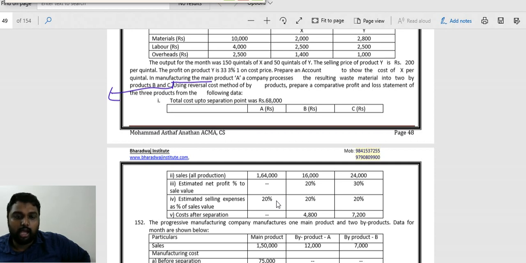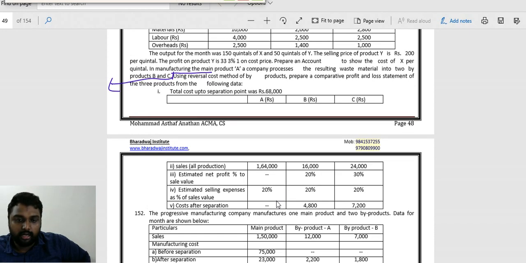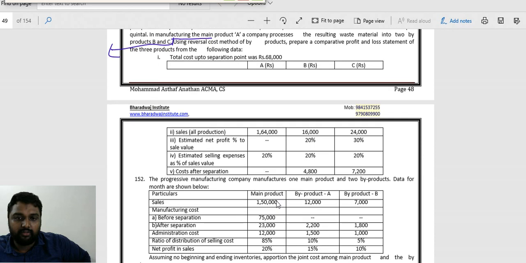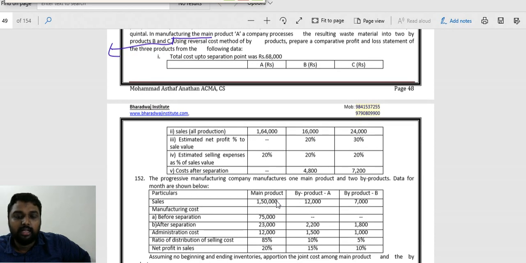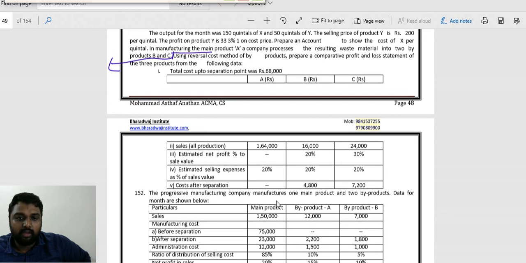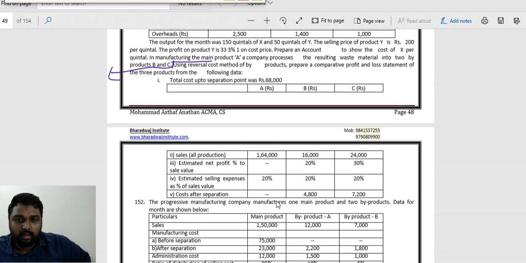Total cost up to separation, which is 68,000. So if you take the details, A, B, C, sales data is there, estimated profit. See, they have given the B and C.